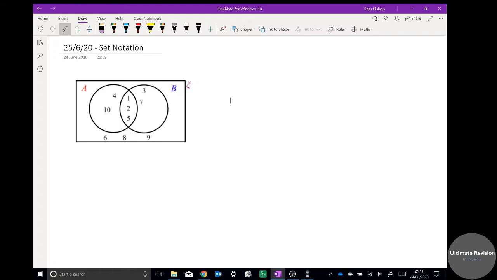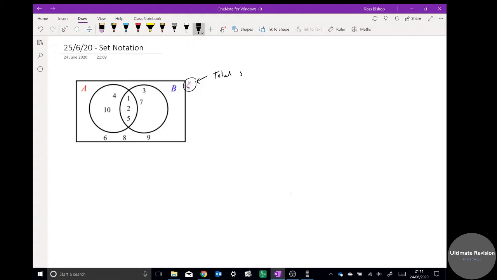Okay, so set notation. Now, this epsilon just means the total set. So a set is basically just a group of numbers or items, and that epsilon just means the total set. So every item that's in this group, or set, which just means a group of numbers, or you could have anything in a set really.